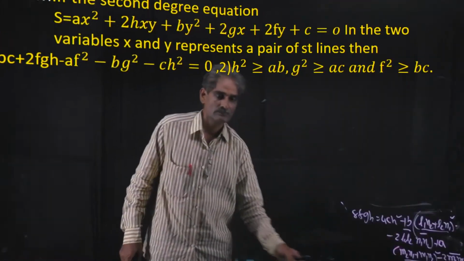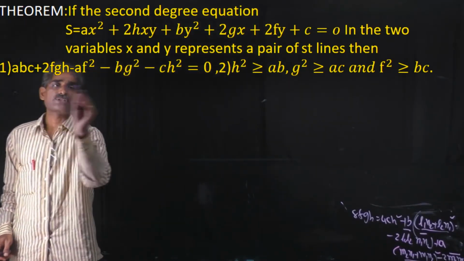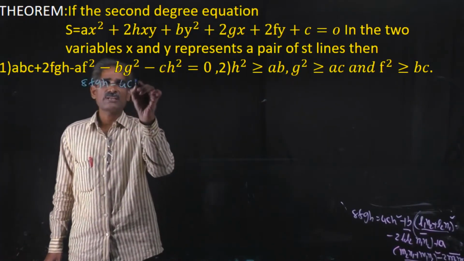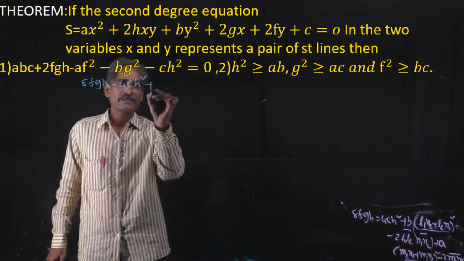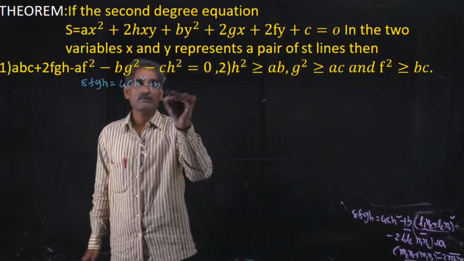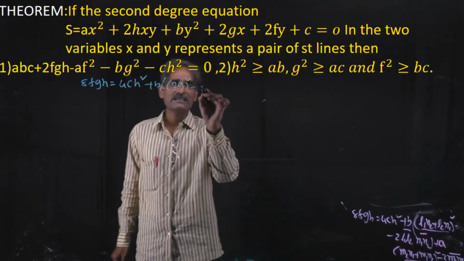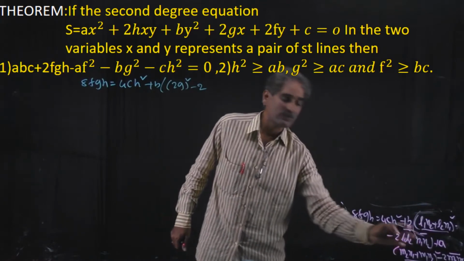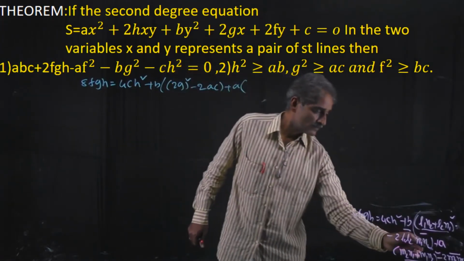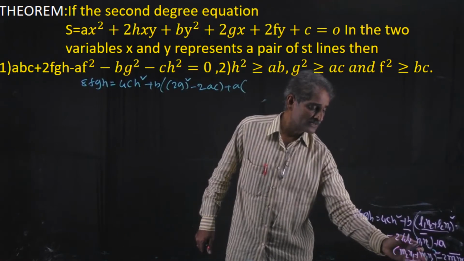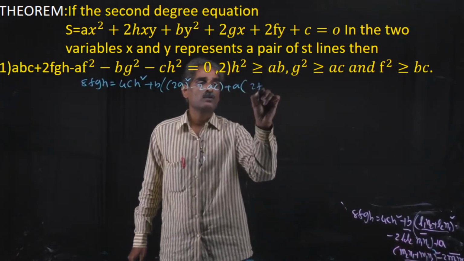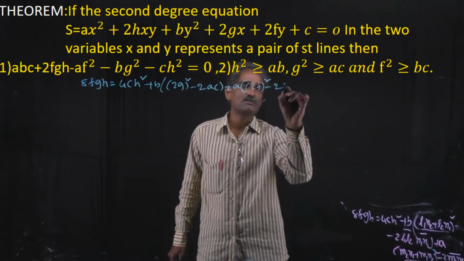Okay, just see. So now observe that 8FGH is equal to 4CH square plus B into L1 N2 plus L2 N1, which is equal to 2G, 2G whole square, minus 2 into L1 L2, which is A, N1 N2 equals C, 2AC, plus A into M1 N2 plus M2 N1, whole square, which means 2F whole square, minus 2 into M1 M2, which means B, N1 N2, which is C.